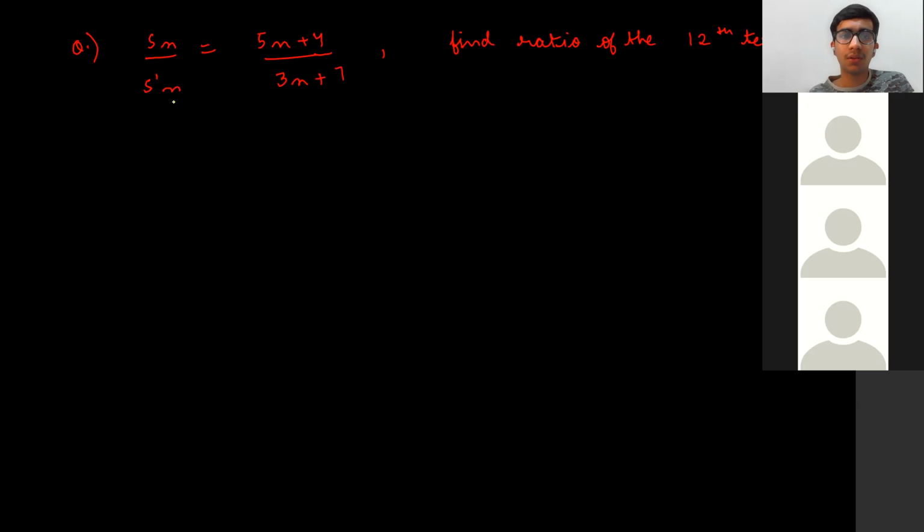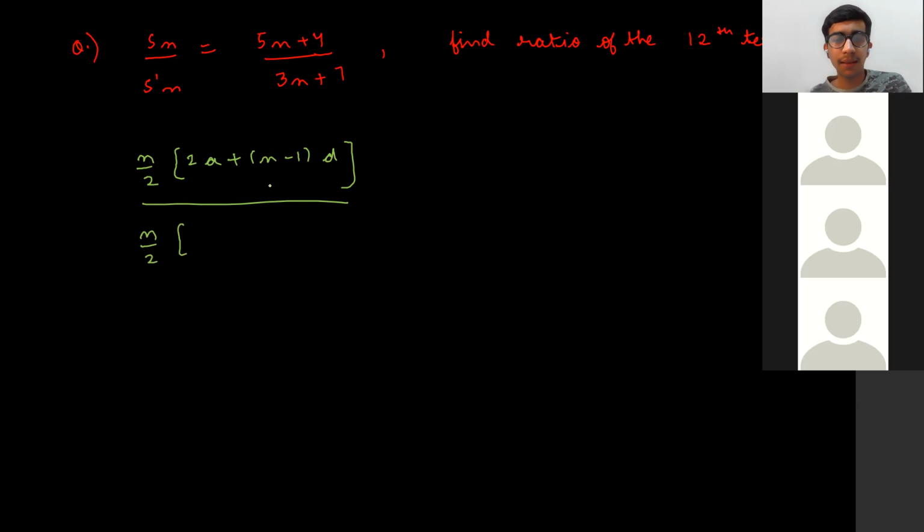Okay, see. So Sn can be written as n by 2 into (2a plus (n minus 1)d), right? Similarly, S dash n can be written as n by 2. Now, since this is a different AP, a and d will be different. The only common thing they are sharing is this n. So it will be (2a dash plus (n minus 1)d dash). And this is equal to (5n plus 4) divided by (3n plus 7).